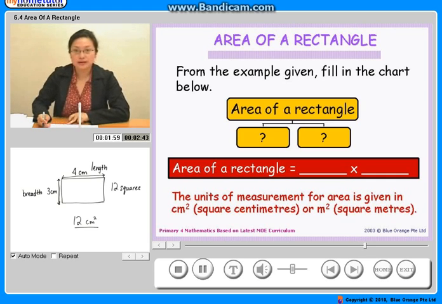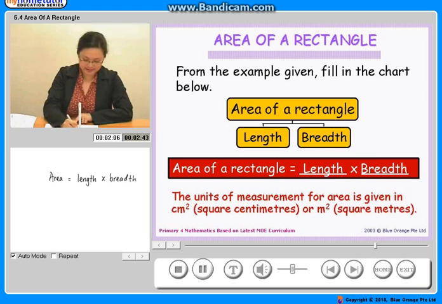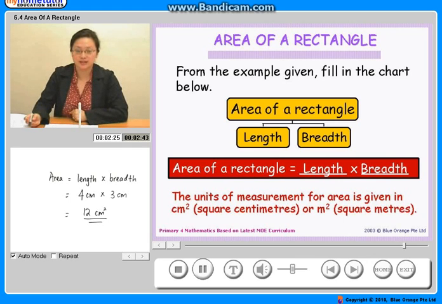So here we make use of the formula, and that is area of a rectangle is equals to length times breadth. And in this case, you know that length was 4 centimeters and breadth was 3 centimeters. And that's how we get 12 square centimeters. So this is how we use a formula for finding the area of the rectangle. So afterwards, we're going to try out some examples.